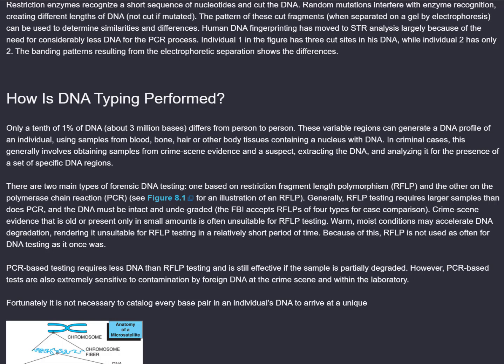differences. Human DNA fingerprinting has moved to STR analysis largely because of the need for considerably less DNA for the PCR process. Individual 1 in the figure has 3 cut sites in his DNA, while individual 2 has only 2. The banding patterns resulting from the electrophoretic separation show the differences.